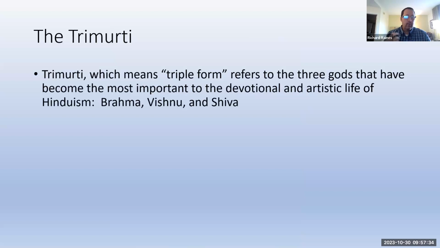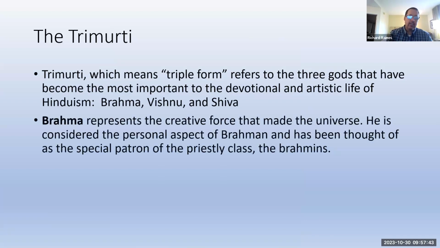So the Trimurti is a triple form of gods. It's like three of the most important gods that you find in Hinduism: Brahma, Vishnu, and Shiva. So Brahma represents that creative force of Brahman. So you have Brahman, and then his creative force. If you remember, I read that quote where in the Upanishads, it said that he became many, Brahman became many. So what they believe then is that a deity emanated from Brahman to create the universe, and that deity is Brahma. Right?